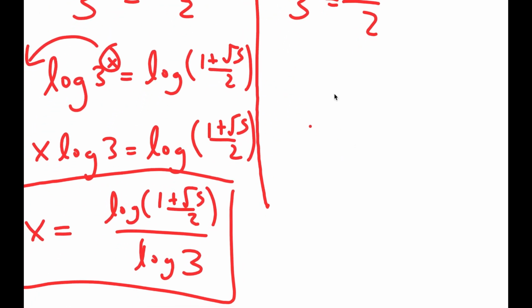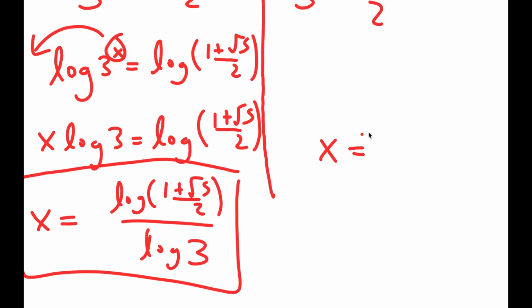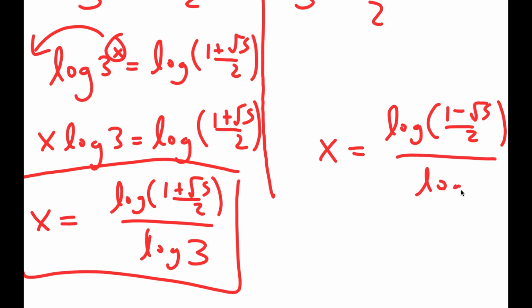And this is the same thing for this, except it's 1 minus the square root of 5. So x is equal to log of 1 minus the square root of 5 over 2 over log 3.